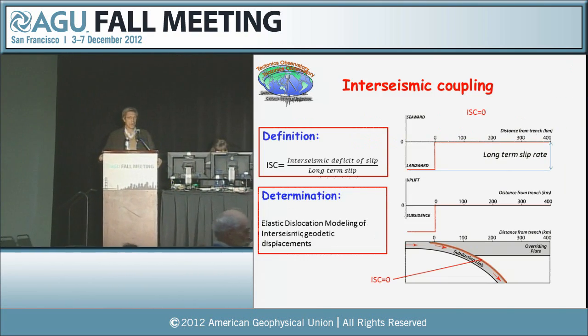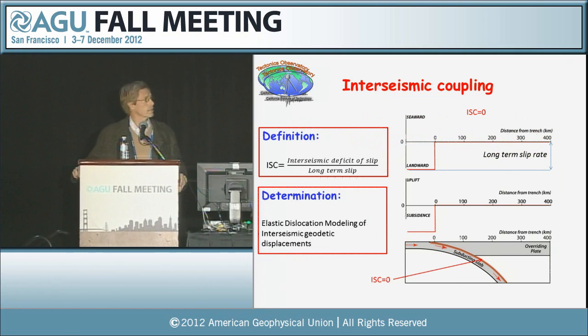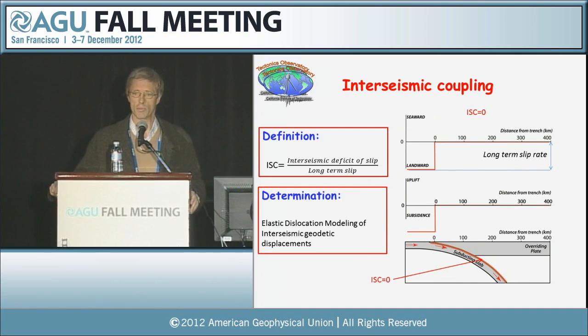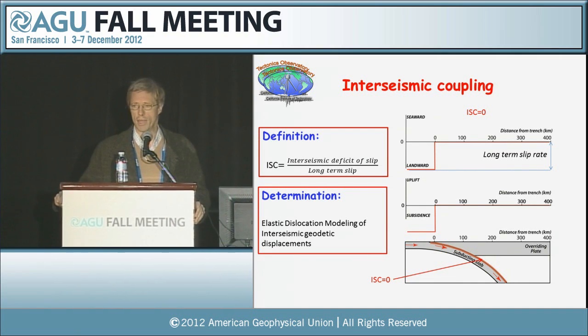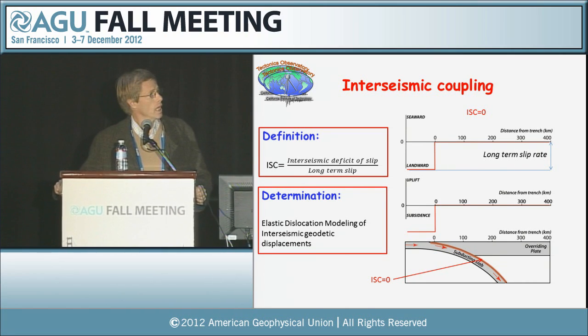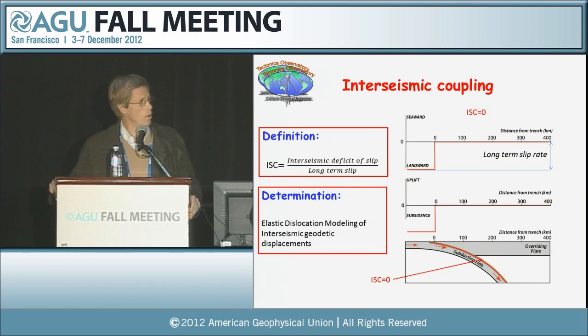So interseismic coupling is defined as the ratio of the deficit of slip, which is accumulating in the interseismic period, to the long-term slip. It's a quantity that can vary with time. I'm showing a simple cartoon that explains how it relates to geodetic deformation of the upper plate.